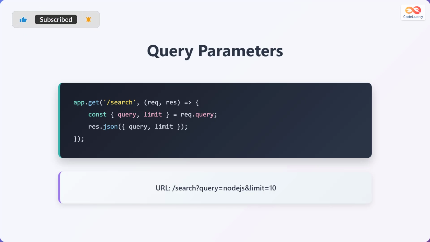res.json({ query, limit }). This sends a JSON response containing the query and limit values. For example, if the URL is /search?query=Node.js&limit=10, then the query parameter will be Node.js and the limit parameter will be 10.